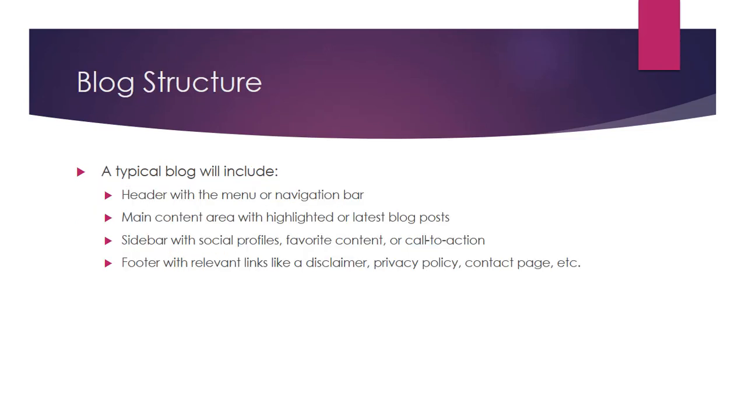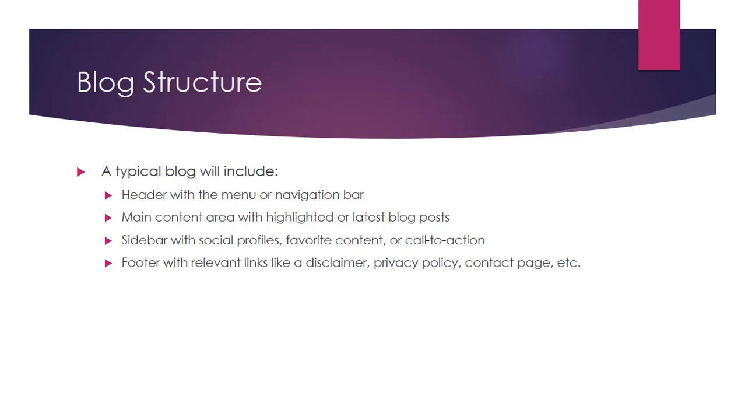When we look at the structure of a blog, a typical blog will usually include some type of header with the menu or navigation bar at the top. Then you usually have a main content area that will have your latest blog posts. It might highlight one of your more popular or more relevant blog posts. Usually there's some type of sidebar that'll have your social media links, your favorite content, or some type of call to action.